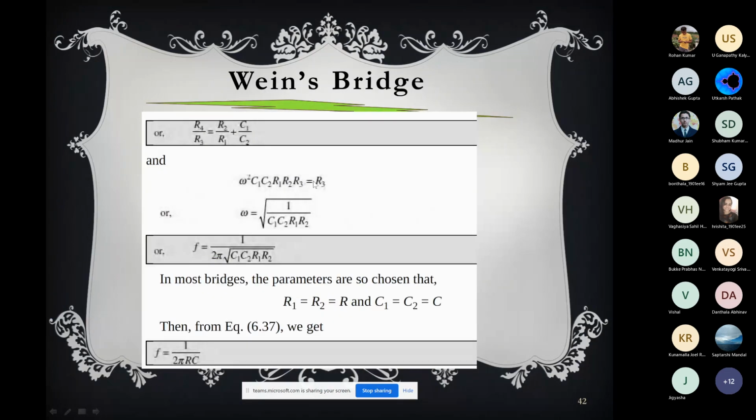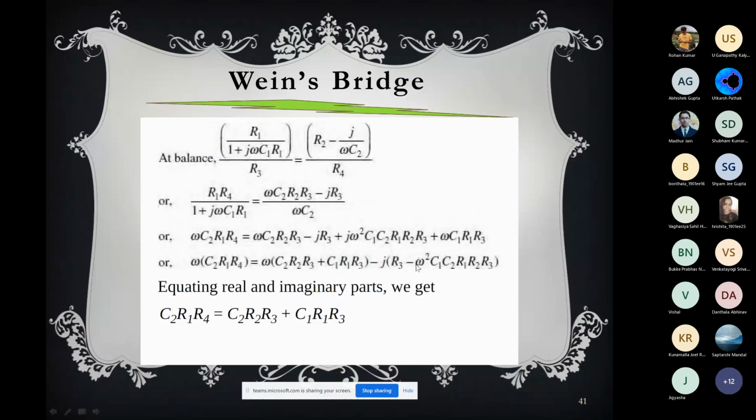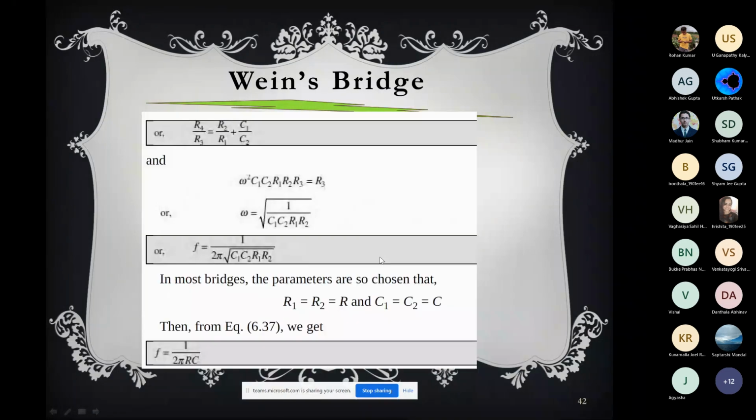Now this is the imaginary part, that's what I was telling. You get omega square C1 C2 R1 R2 R3 equals R3, and R3 cancels out. Omega will equal 1 by the square root of C1 C2 R1 R2, and the frequency will equal 1 by 2 pi root over C1 C2 R1 R2.